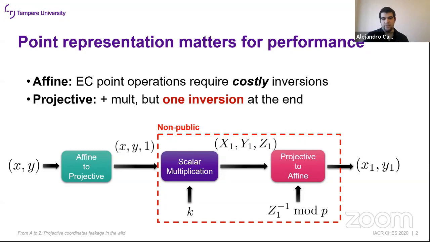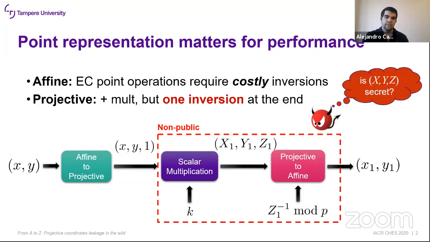Usually the internal representation used in the scalar multiplication is not public. However, a side channel adversary could retrieve it, for instance, using a side channel attack on the modular inverse, during the modular inversion of Z modulo P. However, is the projected representation of the point secret?